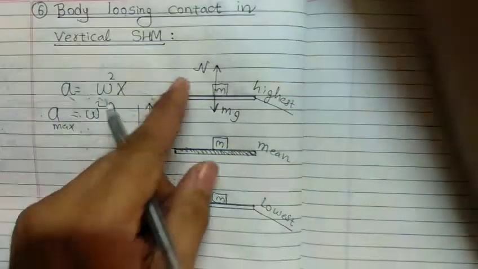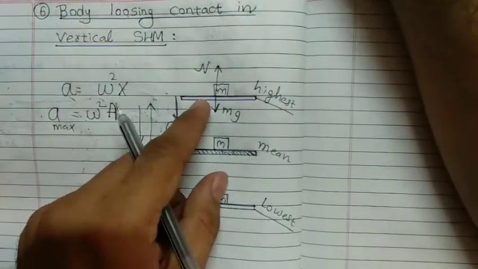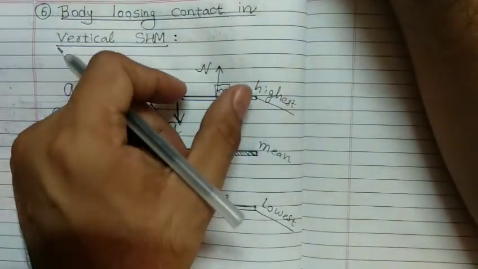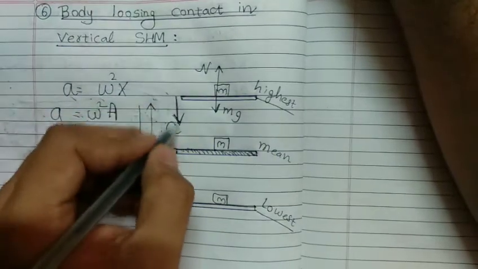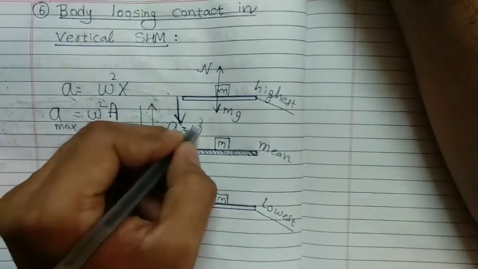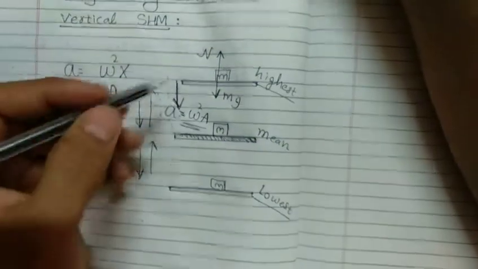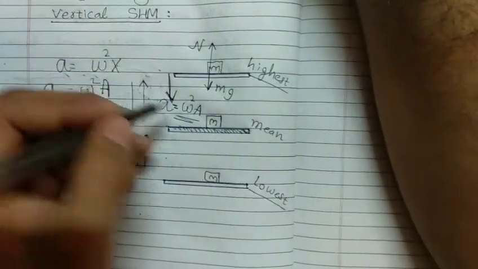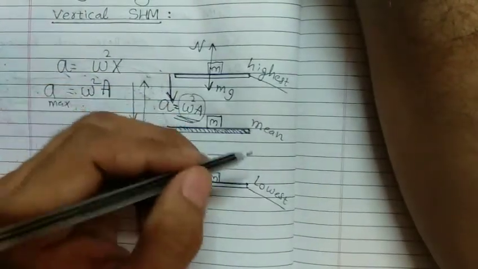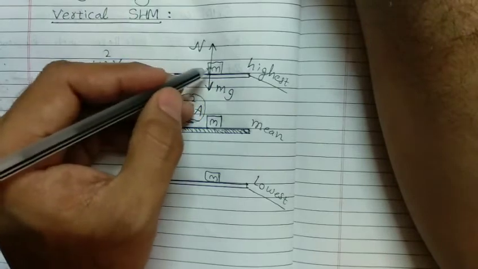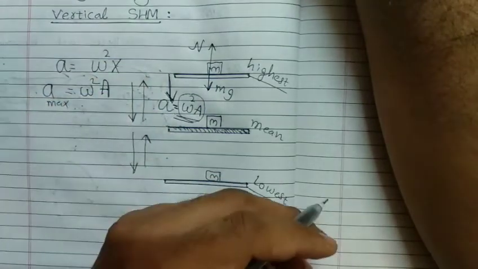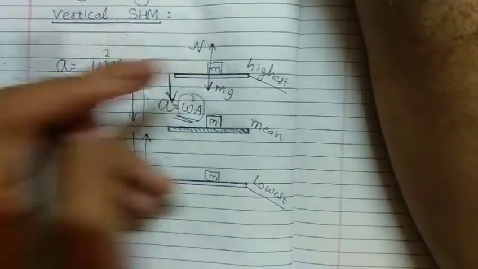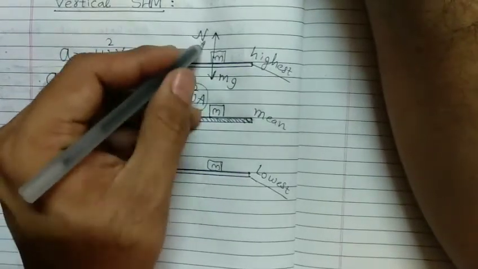Okay. So at the highest point, the platform starts falling down with an acceleration equal to omega square A. If the platform is falling with the acceleration omega square A, the body on it will also fall with the acceleration omega square A. For this body, the forces acting on it are mg and N.